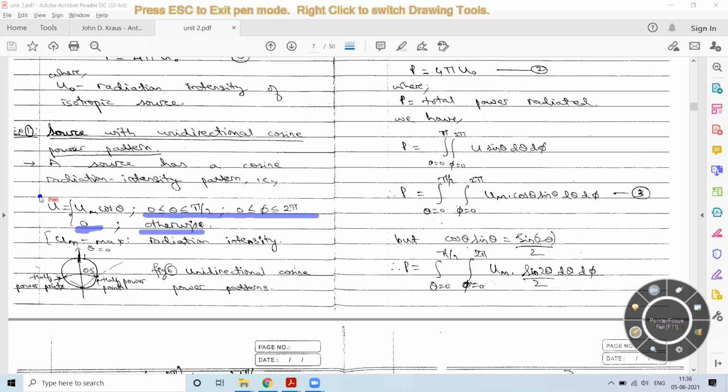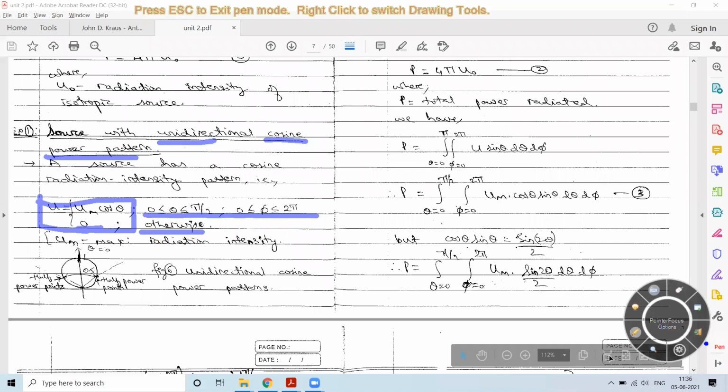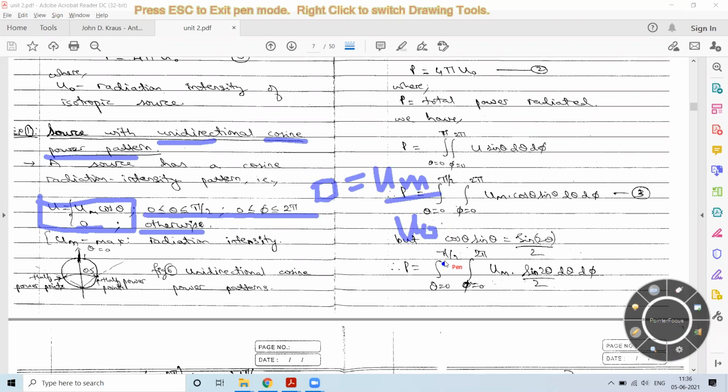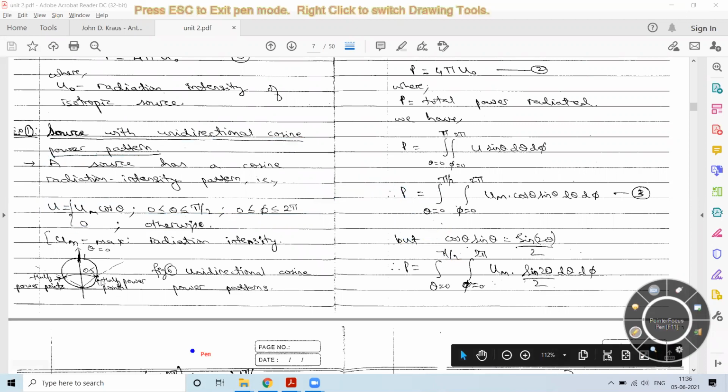So now once I have written the equation for the pattern which we have specified, that is the unidirectional cosine power pattern, I have to identify the directivity. In order to identify the directivity, I have to obtain the ratio of maximum radiation intensity to average radiation intensity.